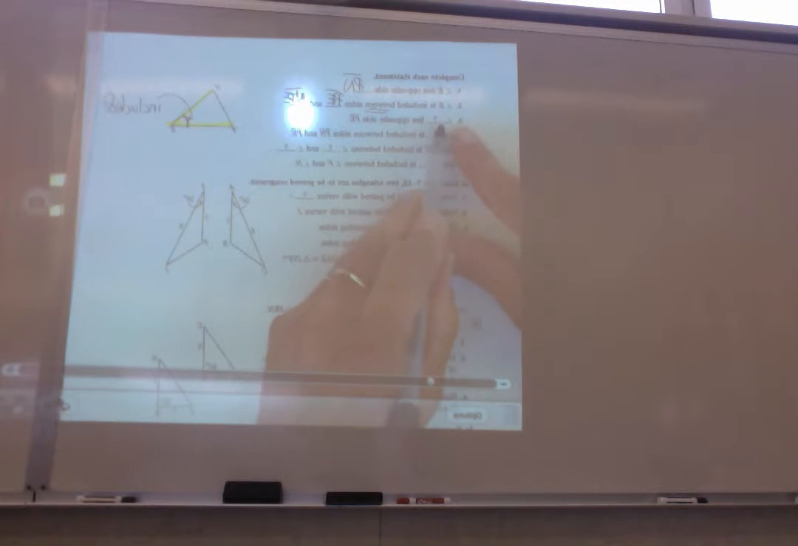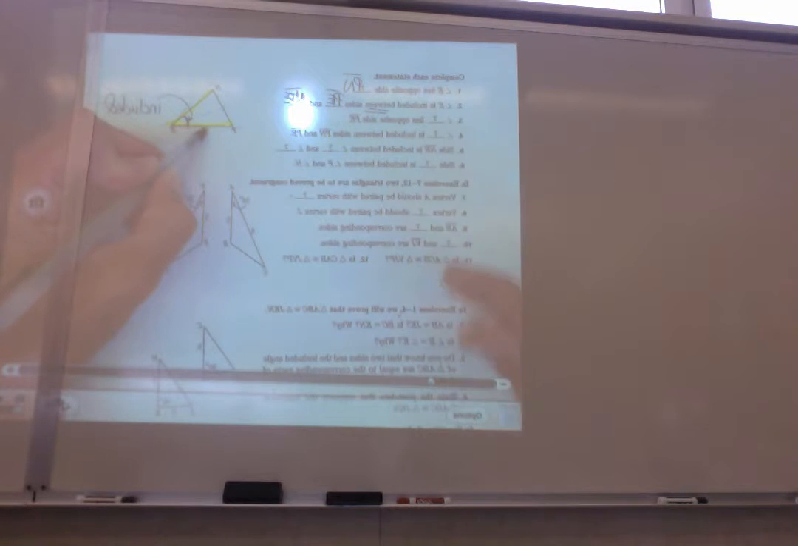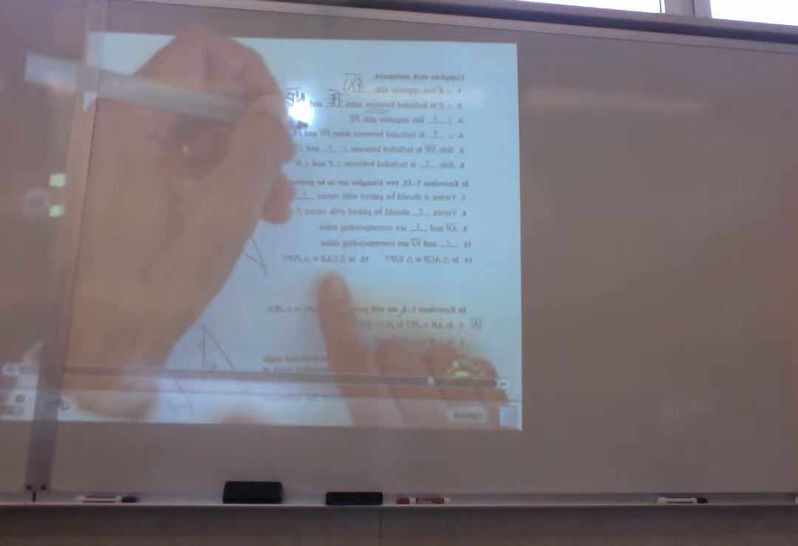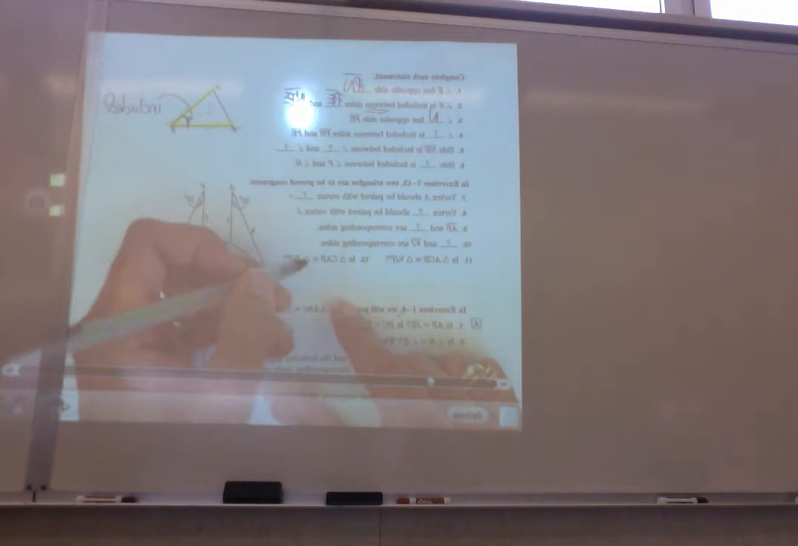Okay? A blank lies opposite PE. Here's PE. Christian, here's PE. What angle is opposite PE? Because here's PE, I go across the triangle to the angle that's opposite.